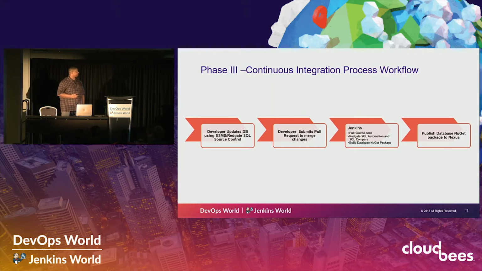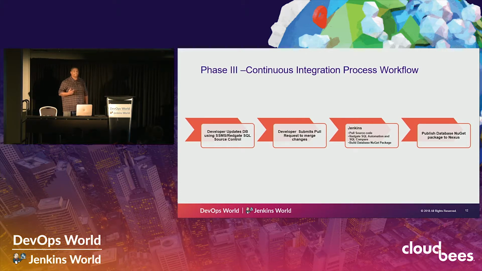So now I want to get to the fun part, and that's phase 3 and phase 4, which is continuous integration and release orchestration. For these phases, this is where we're going to remove the manual steps that the DBA had used in the previous workflow, with the exception of the review step. So now the developer continues to use SQL Server Management Studio and Redgate SQL Source Control to make those changes. The developer submits pull requests and merges changes to another branch.